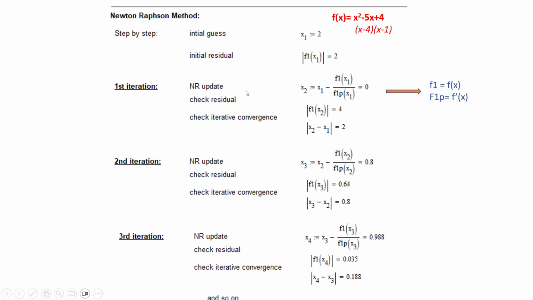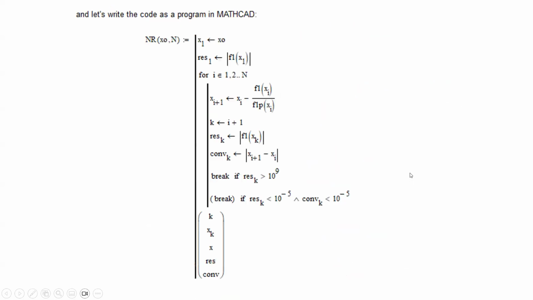Okay, these are the solutions: first, second, third iterations. And this is the algorithm. We define the residuals. This is the Newton-Raphson's method.